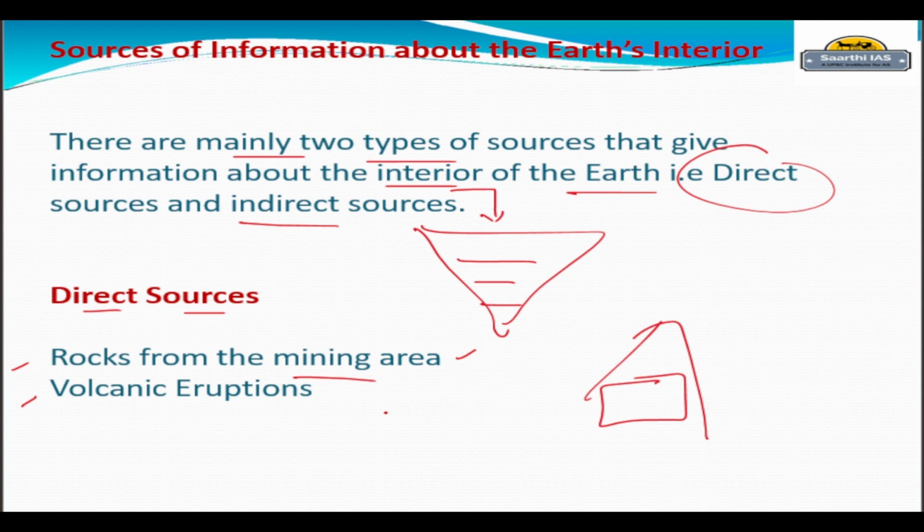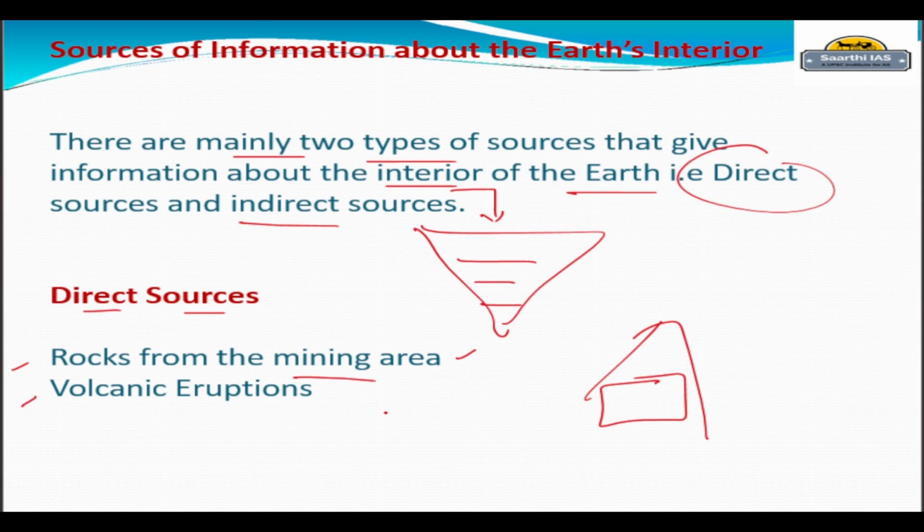Volcano, you all know what a volcano is. Magma comes out from the interior of the earth. It doesn't convert, but it is known as lava on the upper surface of the earth, and beneath the earth's surface it is called magma. When this magma reaches the surface, it is called lava, and this lava gives us information that the interior of the earth is somewhere very hot. So these are a kind of direct sources.